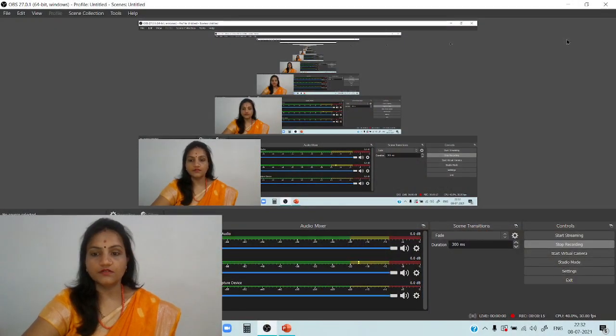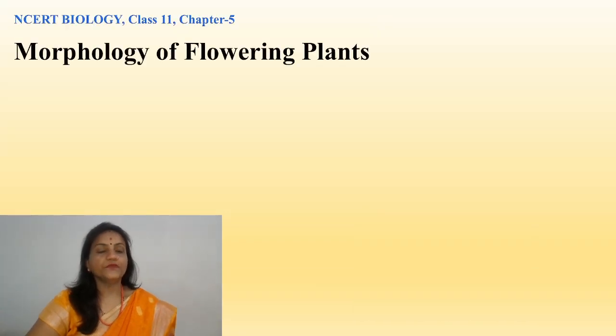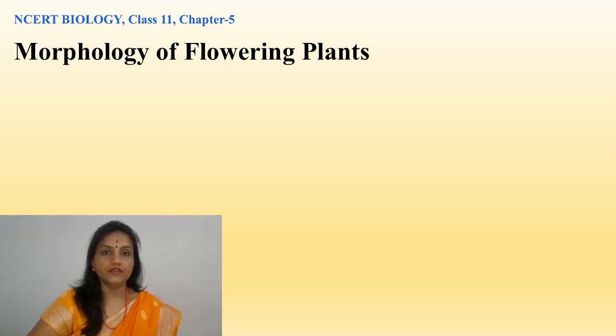Okay, some important questions pertaining to the NEET syllabus. So this chapter, Morphology of Flowering Plants, is chapter 5 in class 11 or first PU. It is from the NCERT biology syllabus.